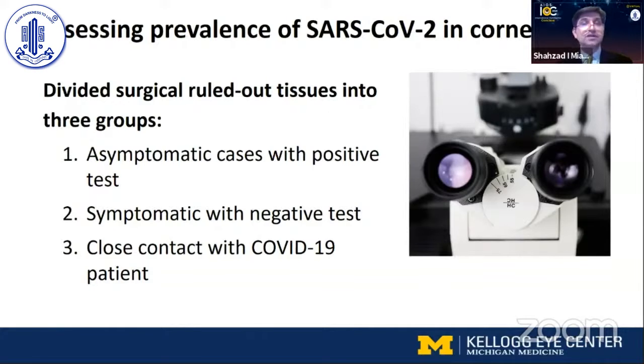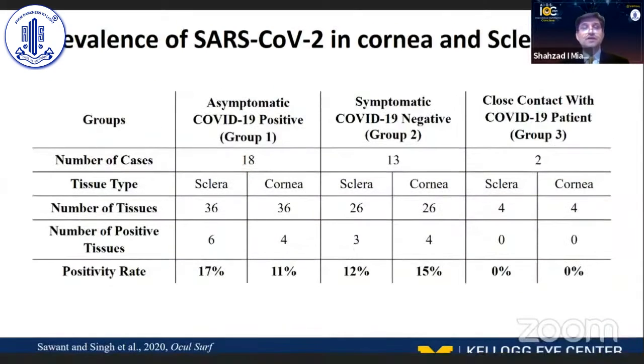When we set out to look at the prevalence of COVID-19, we wanted to look at all donors who met enrollment criteria, who were tested positive for PCR within 15 days of death. We divided them into 3 groups, looking at surgically ruled out tissues in asymptomatic cases with a positive test, and symptomatic with a negative test. So these are cases where patients had symptoms as defined by the EBA screening criteria and the CDC, but either were not tested early on or were tested negative or were found to be negative through a medical director screening. We also looked at donors who were close contact with COVID-19 patients as defined by the CDC and EBA screening criteria.